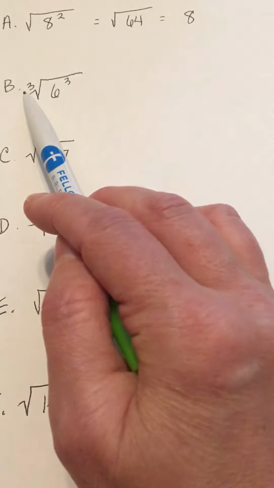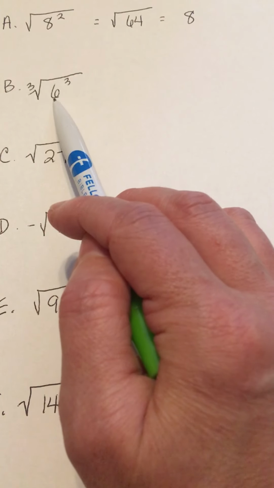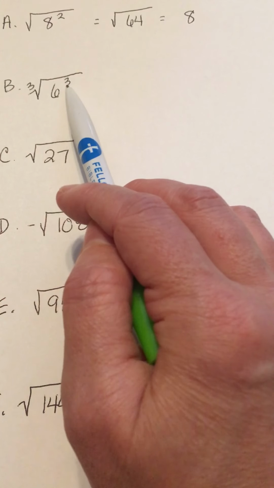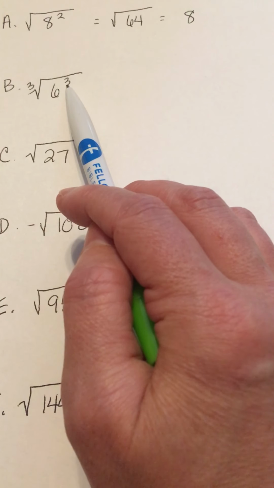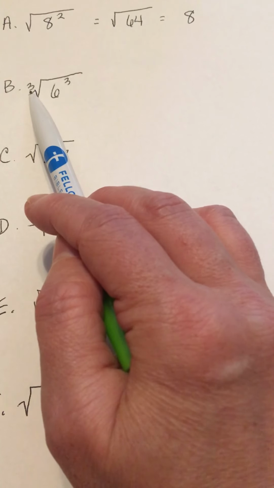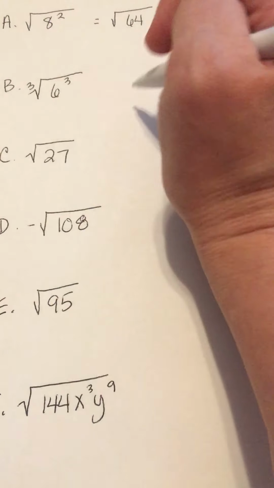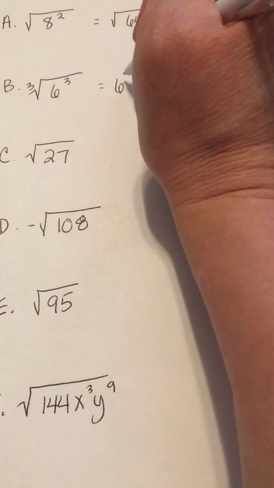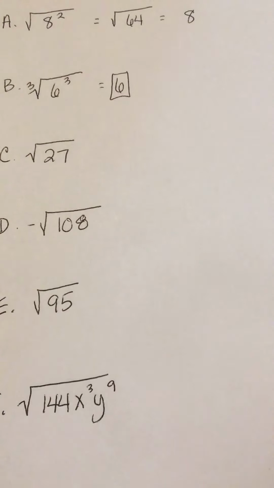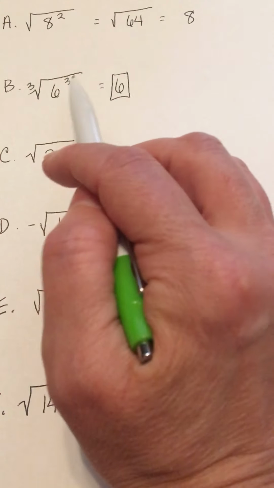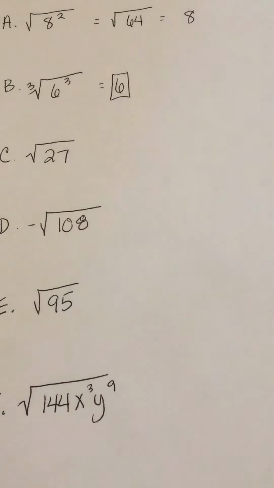I have the cubed root of 6 cubed. So again, this says take 6 times itself 3 times, and this says what times itself 3 times equals this. And so they undo each other. So your answer is just going to be 6, okay? And so just notice that if you've got the square root of something squared or the cubed root of something cubed, they kind of undo each other, and you're just left with your base.